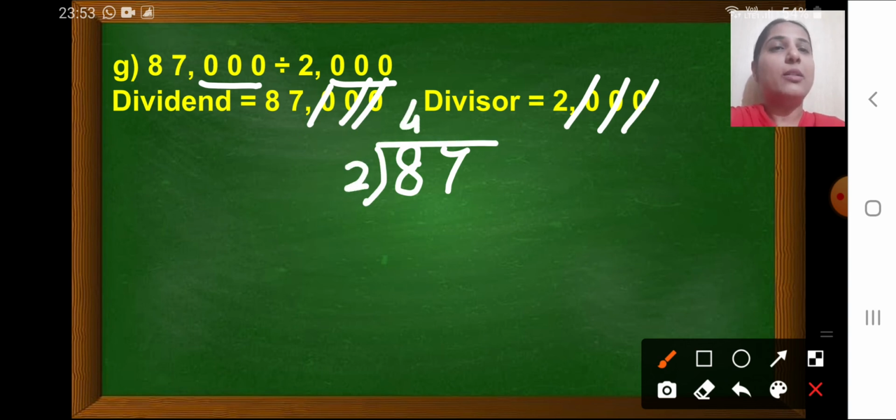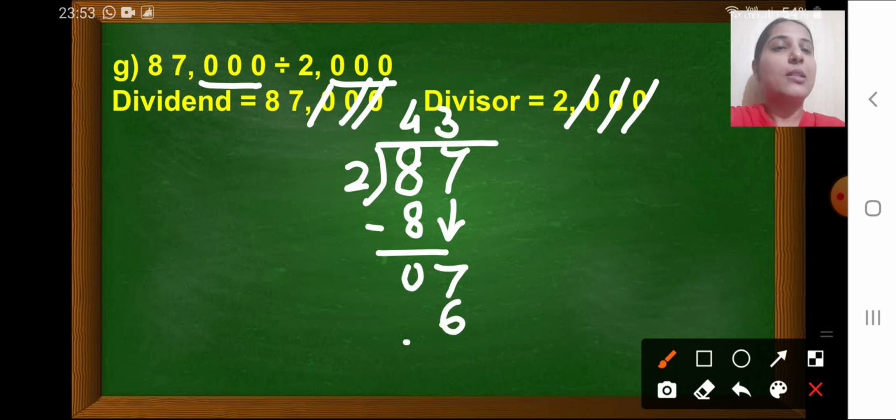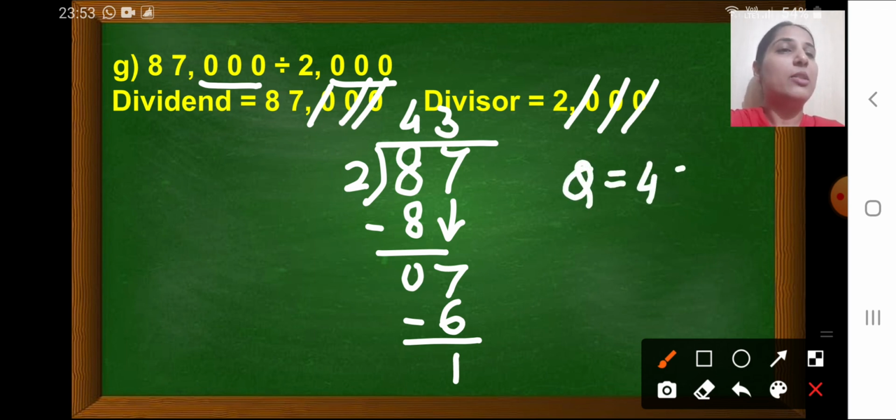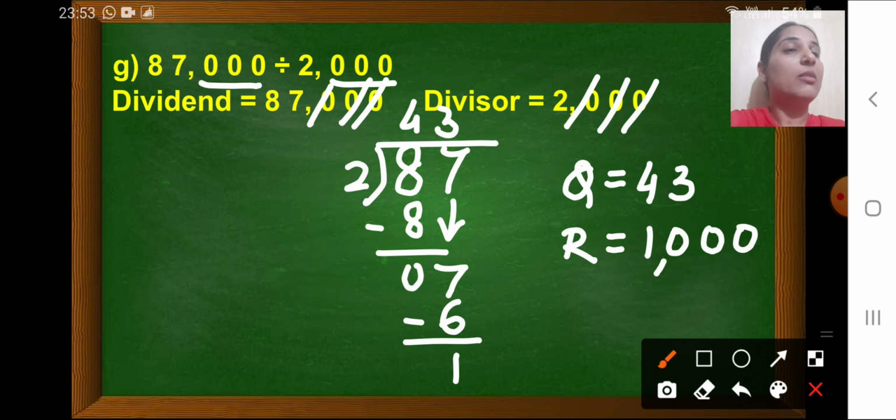So 2 fours are 8. 8 minus 8, 0. Now we'll bring down 7. So 2 threes are 6. Now 7 minus 6, 1. So what is the quotient obtained here, children? 43. And what will be the remainder? Can you tell me what will be the remainder? That will be 1. And how many zeros? 3 zeros. So what will be the remainder obtained here, children? 1,000. Okay. So the quotient is 43 here and remainder is 1,000.